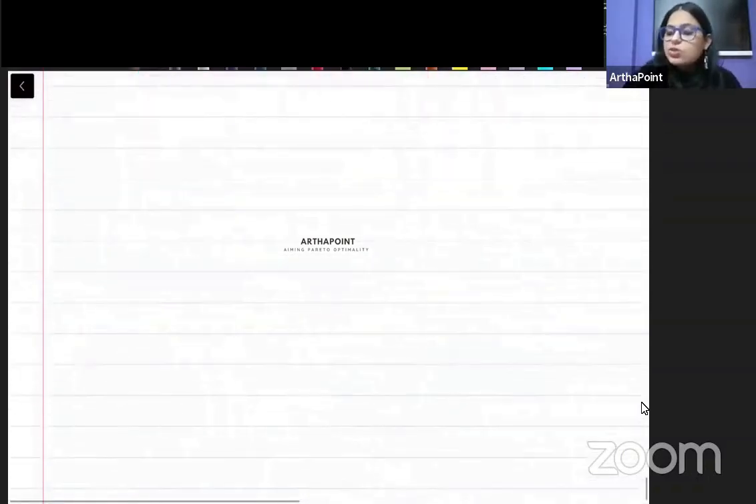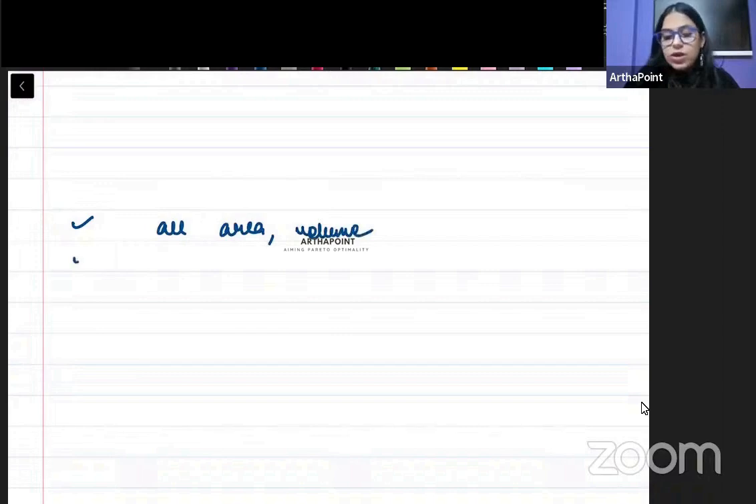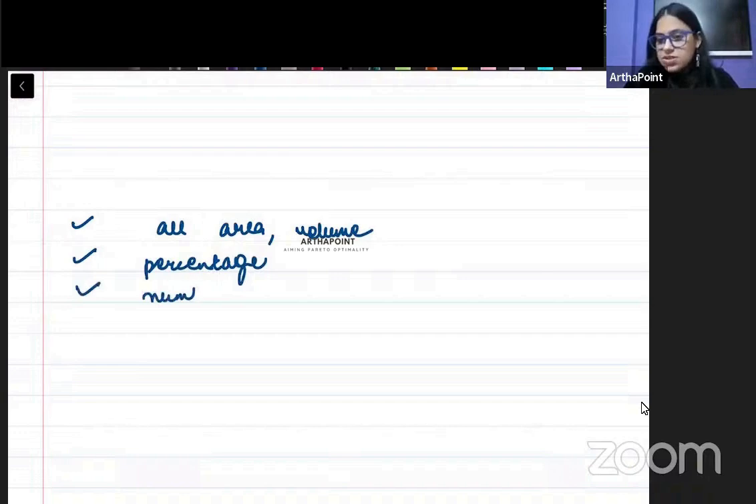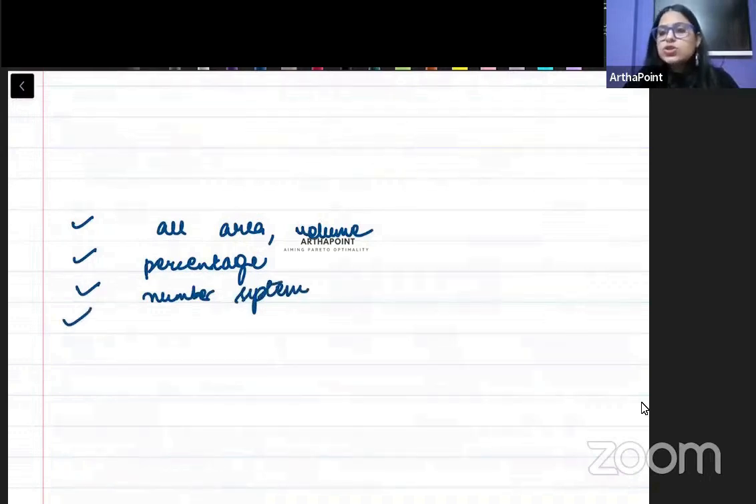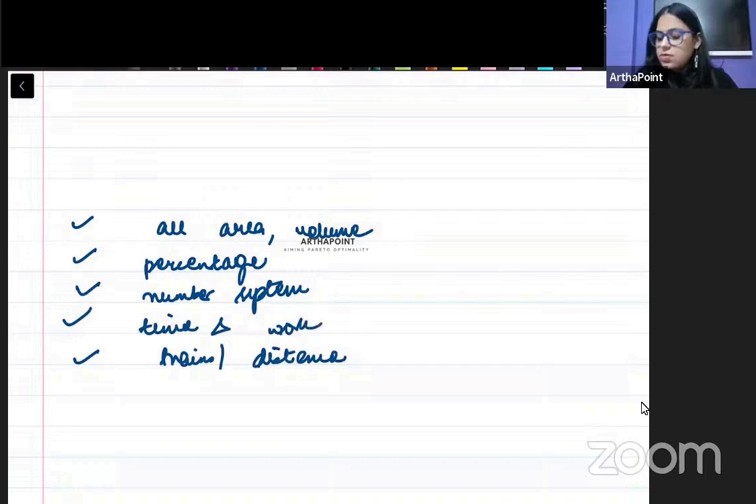Okay. So what you need to do for today, beta, as of now, you will revise all questions related to area and volume. You will do all questions related to percentage. Right, beta? You will do all questions related to number system. You will do all kinds of questions related to time, and related to trains or distance. This is time and work. Right? That is your task for today.